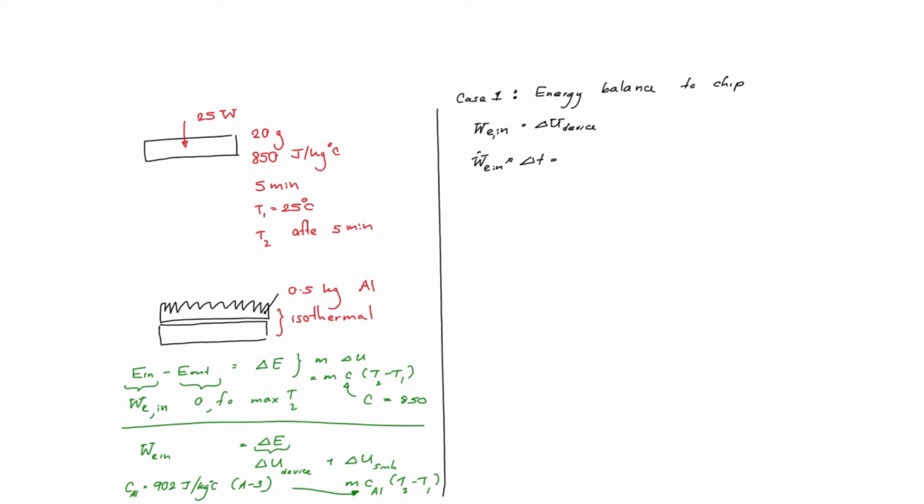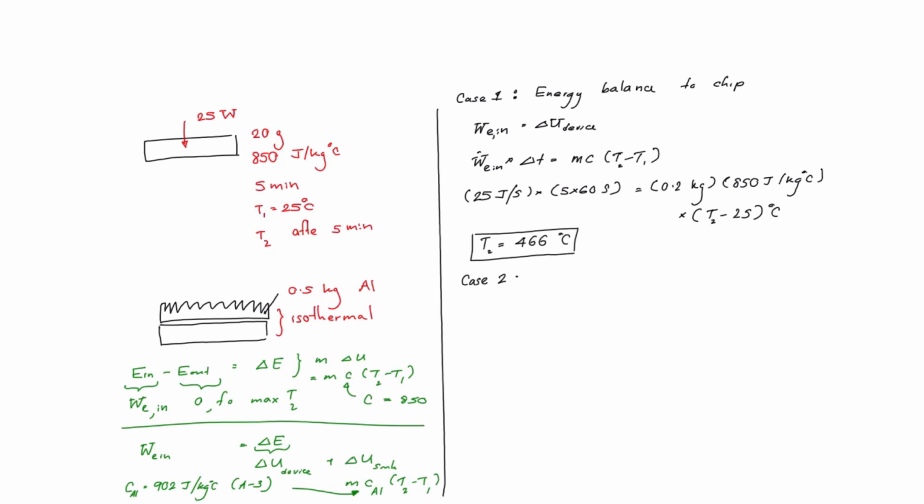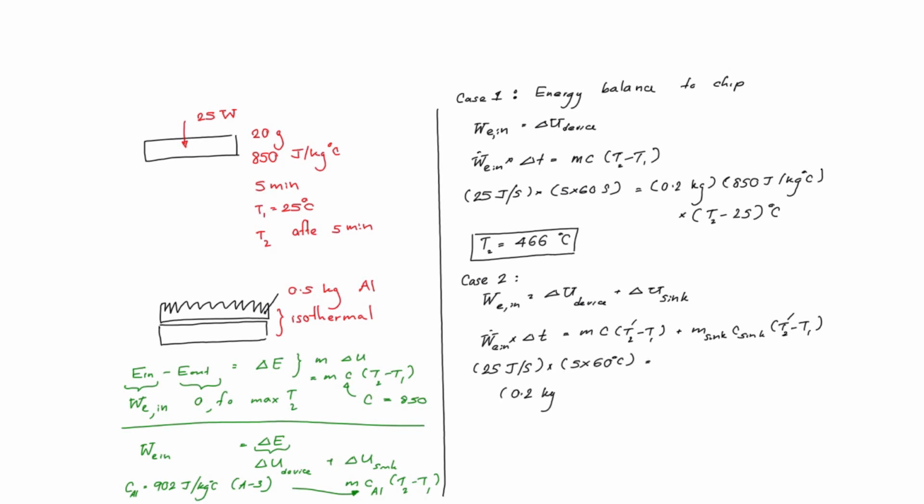Now we can substitute suitable values for these variables and we get the T2 value to be 466 degrees Celsius. When we are considering the heat sink, we can write that energy input to the device is equal to change of energy for the device plus change of energy for the heat sink. Let's consider the temperature of the device and the heat sink at the end of the process as T2 dash. When you substitute suitable values into this equation, you get the final temperature, which is 41.0 degrees Celsius.